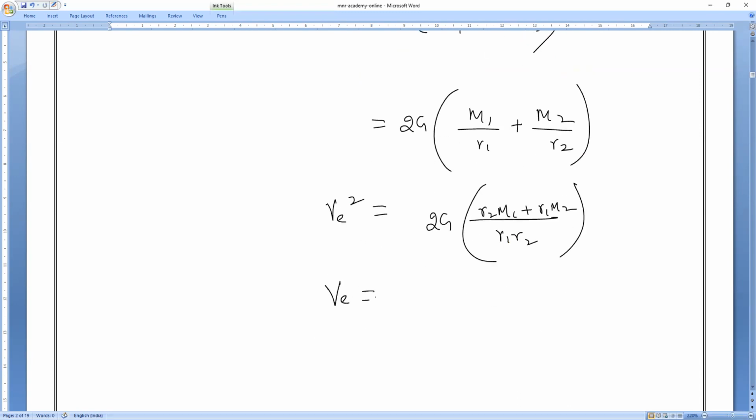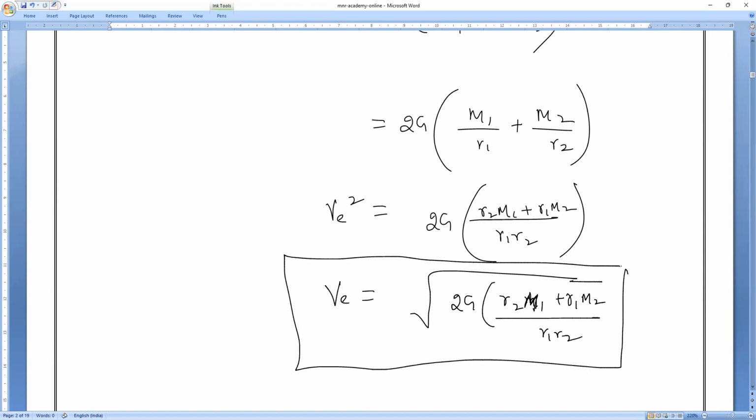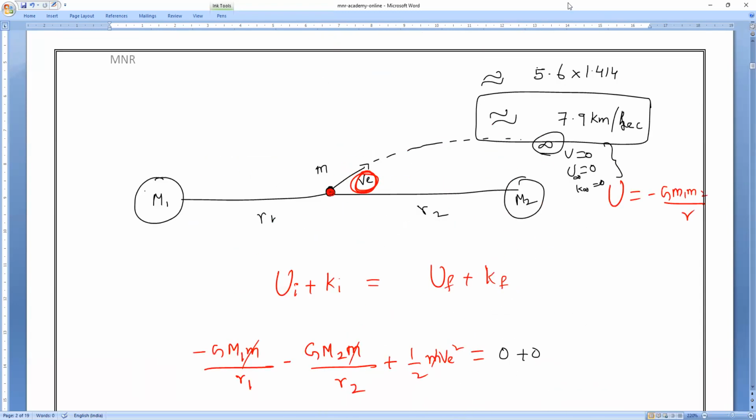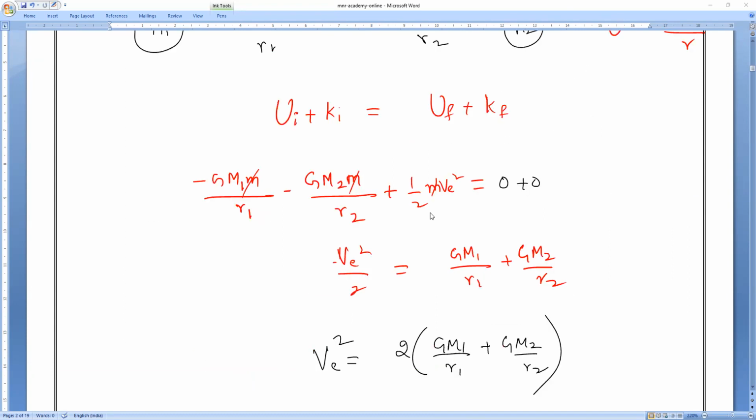So what is the escaping velocity formula? It is equal to the root over 2G into R2 M1 plus R1 M2 divided by R1 R2. So this is the formula for calculating the escaping velocity when a body of mass m is placed between two masses M1 and M2. That is what you have to remember. I hope you all understand. Anybody having any doubt, you can ask me. Are you clear, everybody? Yes, sir.